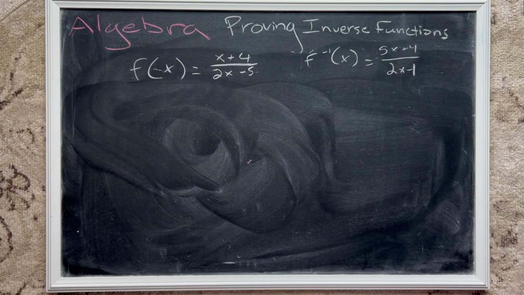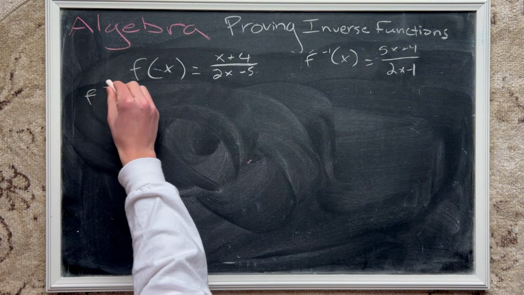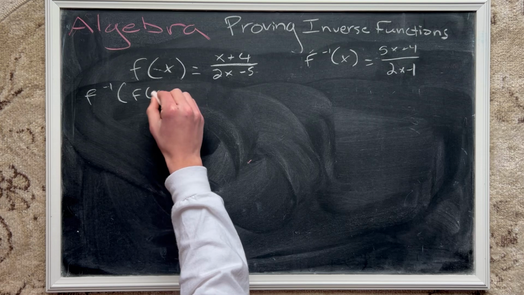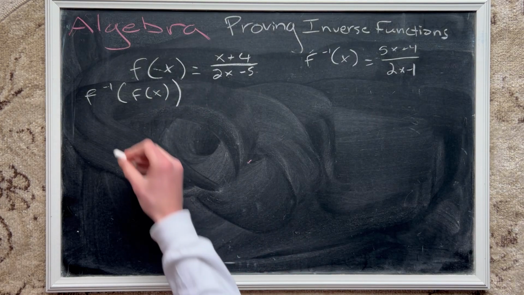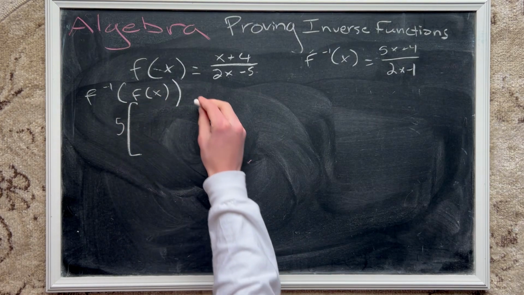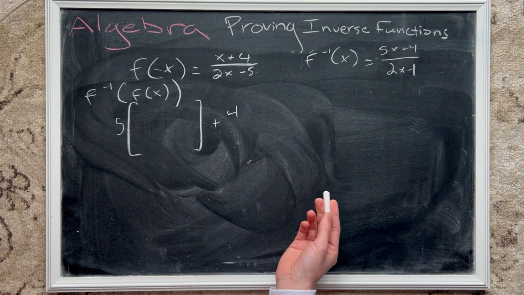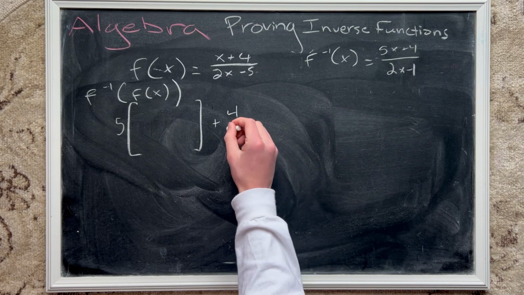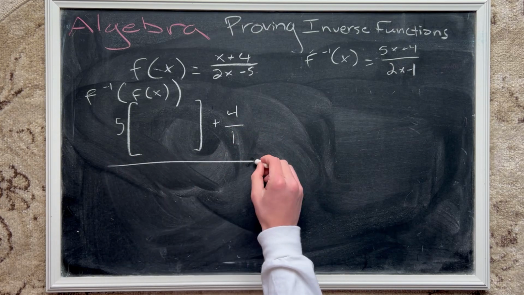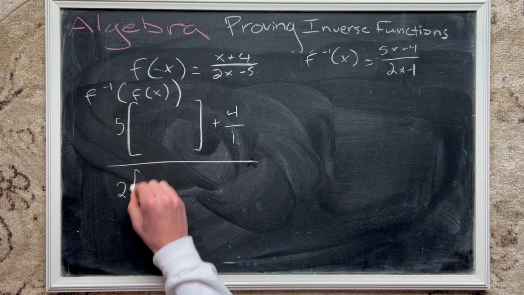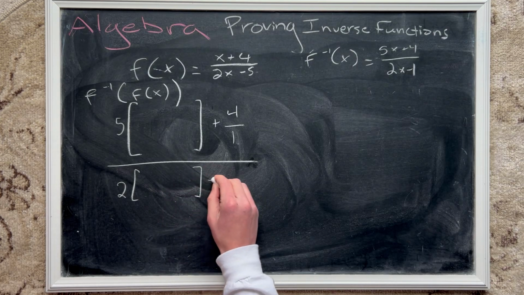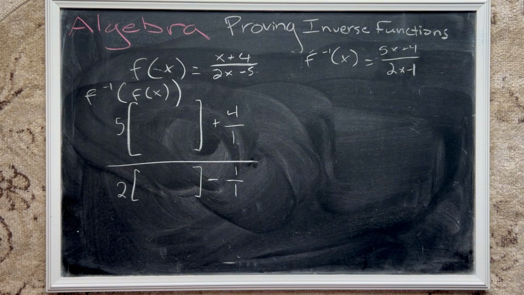So we are going to take the f inverse of f of x. So write out our f inverse, 5 times quantity, plus 4. We know we're going to have to do the same process again of common denominators, so I'm going to already write that over a 1. And then 2 times the quantity, minus 1, over 1. Same deal. Alright, so let's plug in that f of x in there.